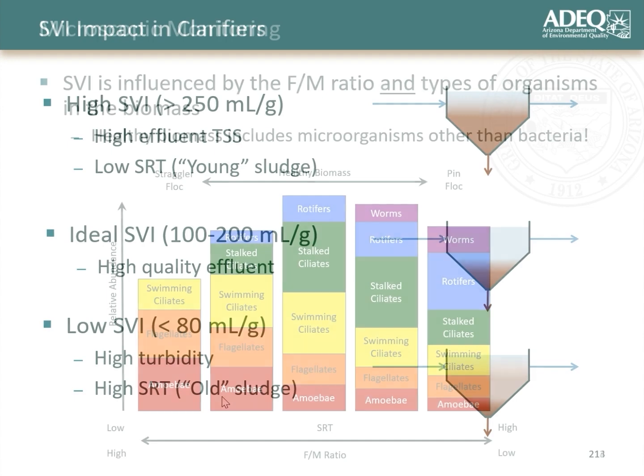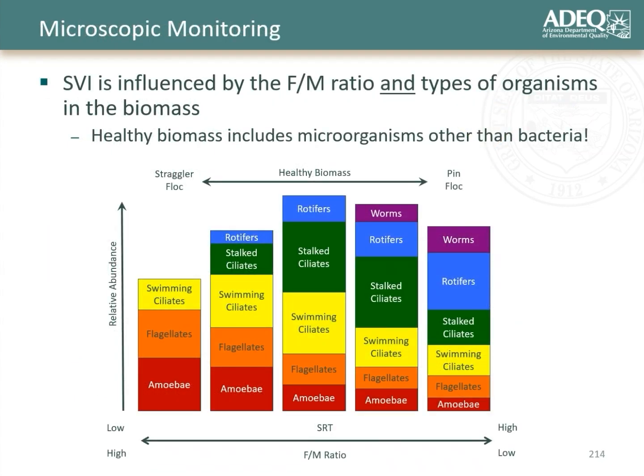So one of the ways that you can control your SVI is based upon the food to microorganism ratio, which then drives the type of organisms you have in your system. This graph here shows an idealized version in terms of how your food to microorganism ratio can impact the relative abundance of different organisms in your system. And what you'll see is right in the middle in this graph, you have peak diversity in terms of different organisms in your system. And that is typically what you want to see.